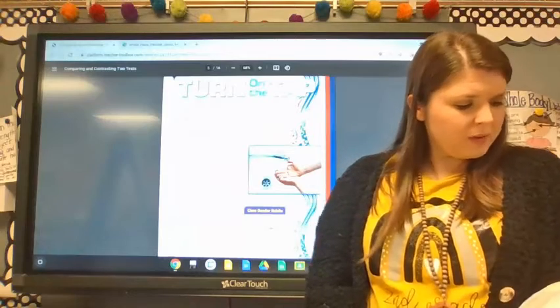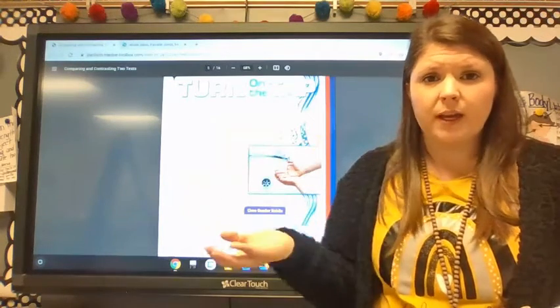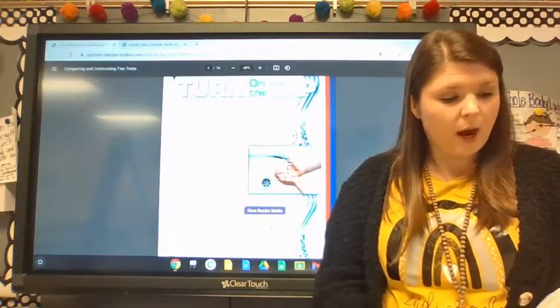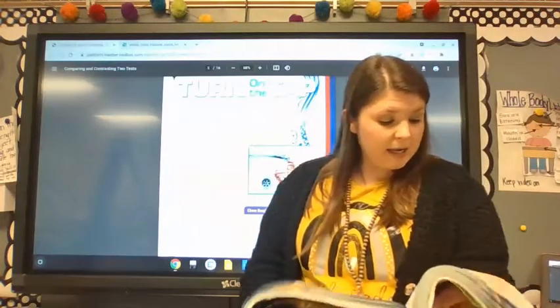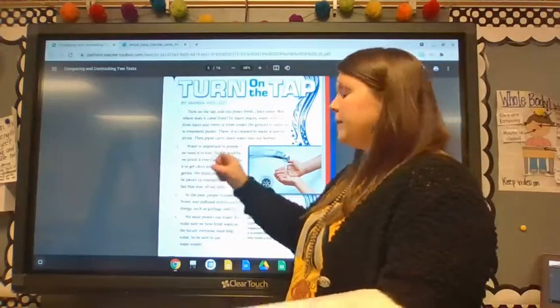Why is water important? Well, water is important because we need it to live and stay healthy, don't we? Are we the only things on earth that need the water? No, plants and animals need the water too, right? It tells us that in our text, right? It says here, water is important to people. We need it to live.